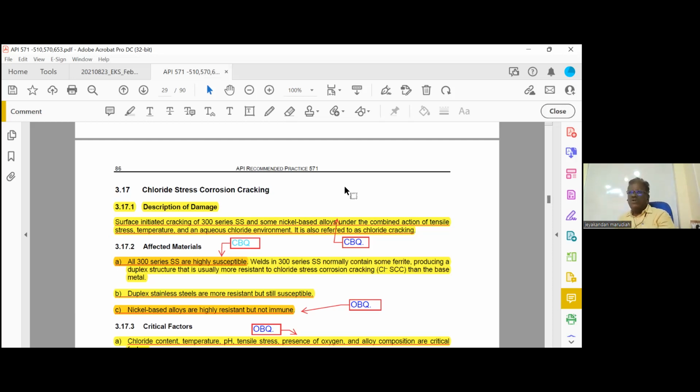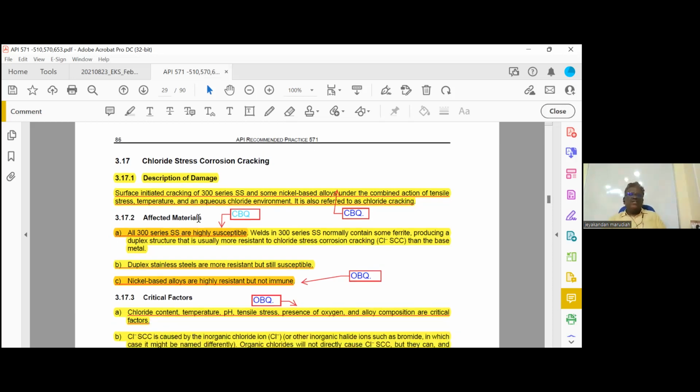Okay, so important is 8 to 12 highly susceptible, above 35 highly resistant, above 45 nearly immune, temperature above 140. These are the key points. So please take: surface initiated cracking of 300 series stainless steel and nickel based alloys under the combined action of tensile stress, temperature, and aqueous chloride environment. It is also referred to as chloride cracking. That is a closed book question.